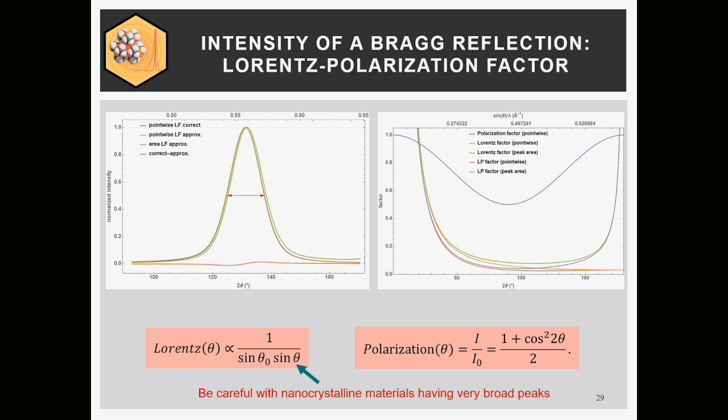What else has to be taken into account? We mentioned this already. This is the Lorentz and polarization factor. Again, the multiplicity, the program takes care of it. Once the space group is correct, the program will do this for you. The same actually for the Lorentz and the polarization factor. I don't want to go into too much detail.